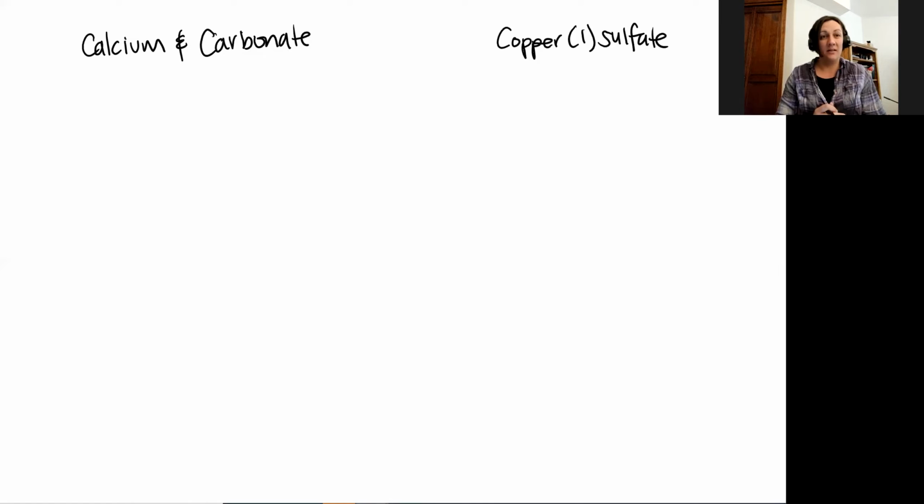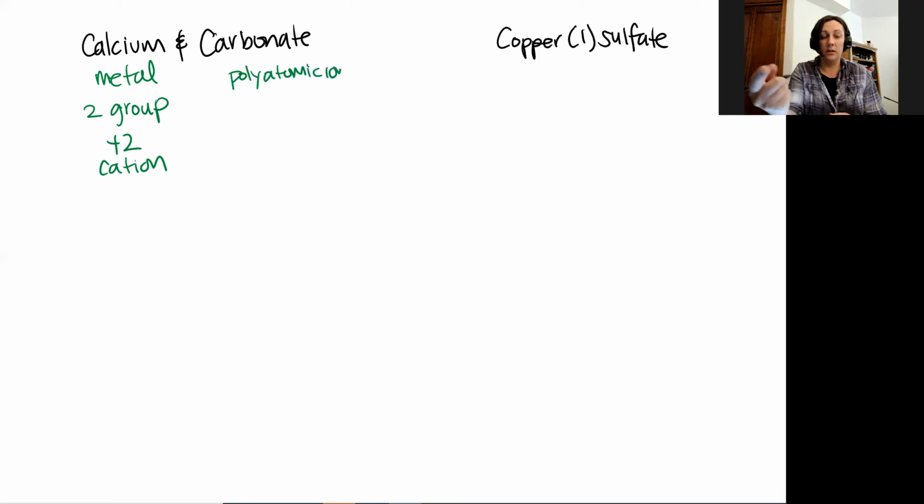Let's start with calcium carbonate, or calcium and carbonate. So we're going to try to decide what compound will form when we combine these two. Calcium is going to be my metal. It is in the second group, and that means it's going to have a +2 charge when it forms an ion, and it'll act as a cation. Carbonate is not just an element. It's actually a polyatomic ion.